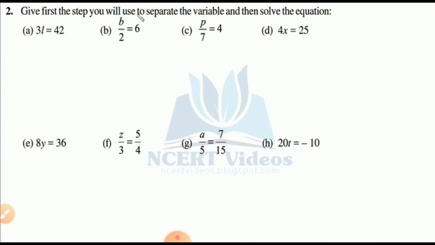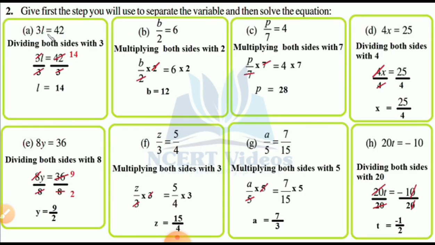Question number 2 is on your screen. Give first the step you will use to separate the variable and then solve the equation. New things: value and variable. Value means a number and variable means an alphabet. I want to remove 3 from 3L. What can I do? I cannot add, I cannot subtract. Now the next choice is multiplication or division.